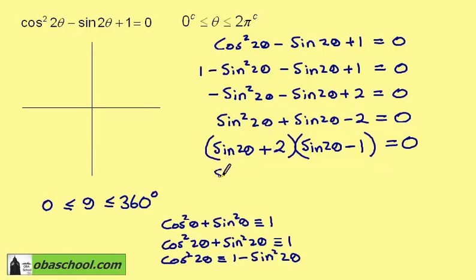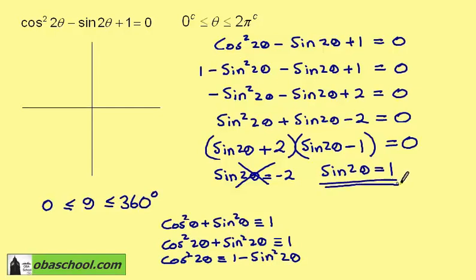This first bracket tells us sine 2 theta is equal to minus 2, and the second bracket that sine 2 theta is equal to 1. We know this can't be true, since the sine function has a minimum value of minus 1 and a maximum value of 1. So minus 2 is not possible for any angle when we take the sine. So we need to work with this solution. Sine 2 theta is 1.